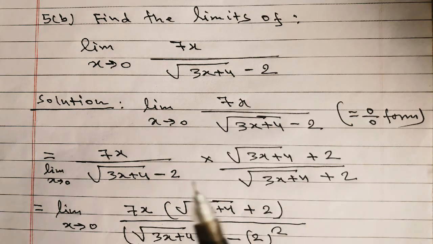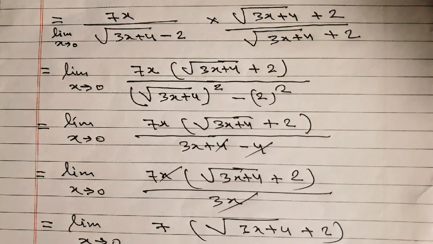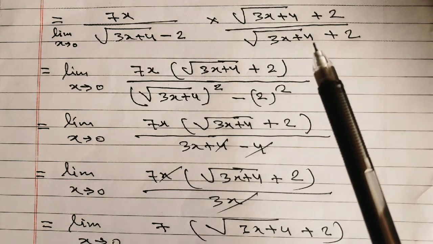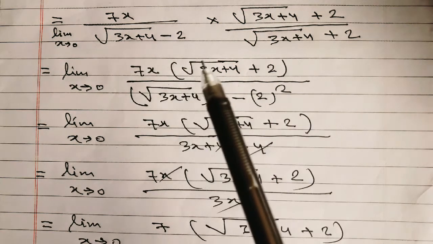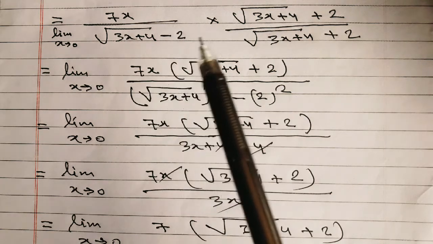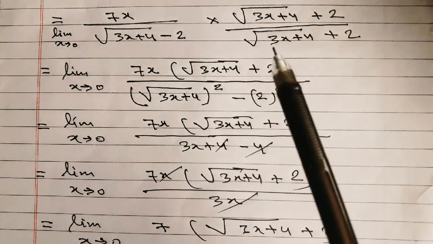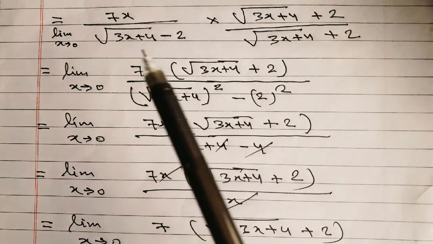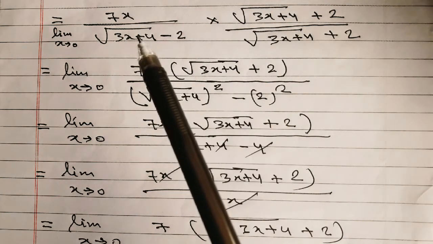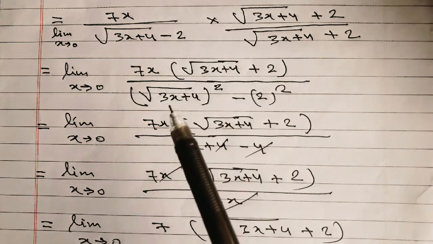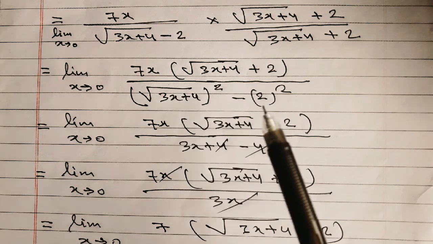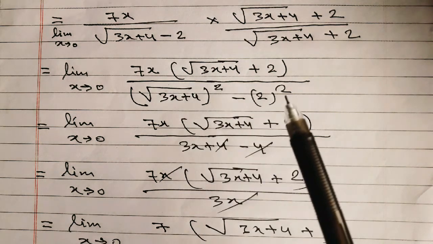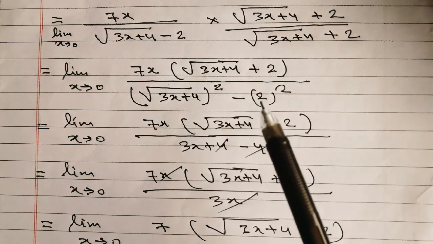So the limit as x tends to 0, when we multiply and divide by the conjugate, the denominator takes the form of a square minus b square: root 3x plus 4 minus 2 into root 3x plus 4 plus 2. That means a plus b into a minus b, which by the formula is a square minus b square. Now the square and root cancel, and we get 3x plus 4 minus the square of 2, which is 4.